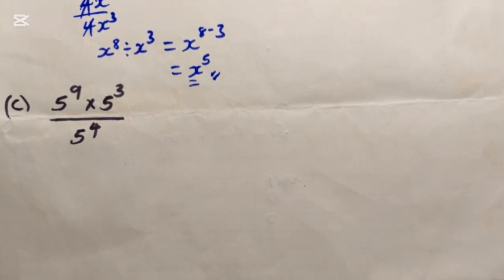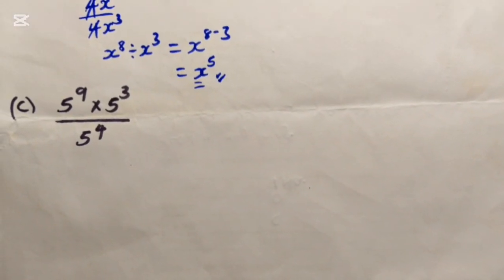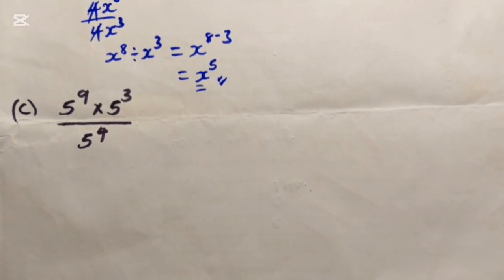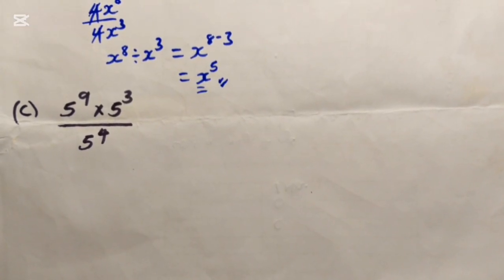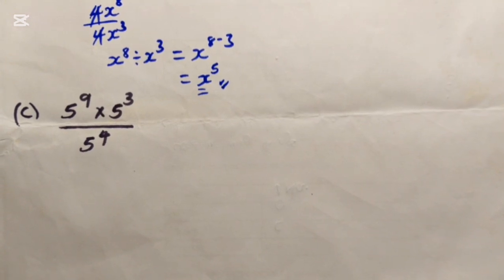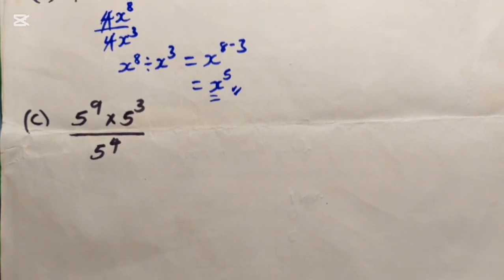This is a combination of multiplication and division of indices, and therefore we are going to deal with the numerator, and then we'll divide what we get on the numerator with the denominator.